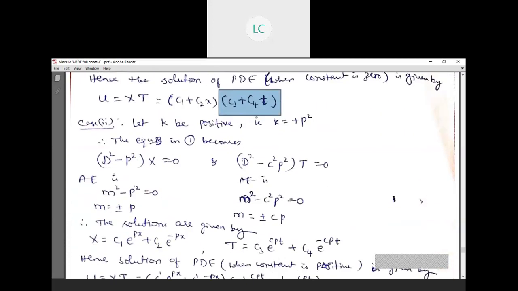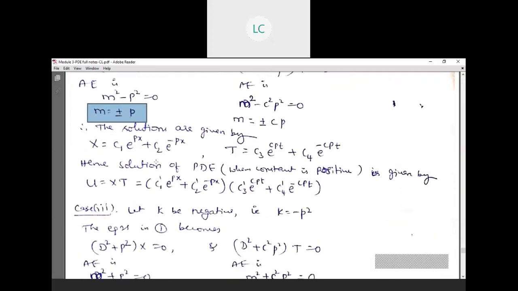Similarly, next, if k is positive, that is k is equal to plus p square, then what is the solution? See, d square minus p square into x is equal to 0. Here d square minus c square p square into t equal to 0. Then the auxiliary equation is m square minus p square equal to 0. Here m square minus c square p square equal to 0. Here m equal to plus or minus p. That's why x is c1 e power px plus c2 e power minus px. Here also, plus cp and minus cp: t is c3 e power cpt plus c4 e power minus cpt.